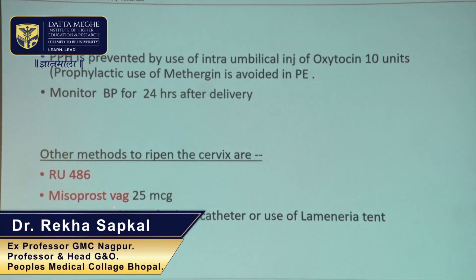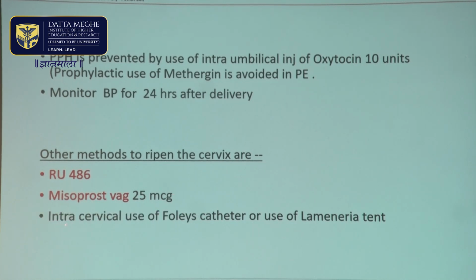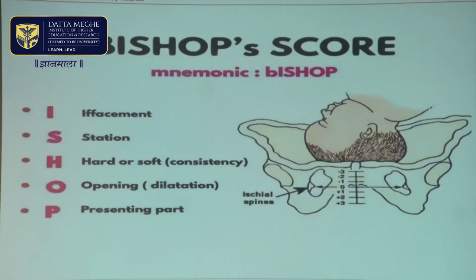Misoprostol is also 25 microgram vaginally is also popular. Intracervical use of Foley's catheter or laminaria tent is also used, but there are more chances of infections. So, sometimes they are avoided, they are not preferred.